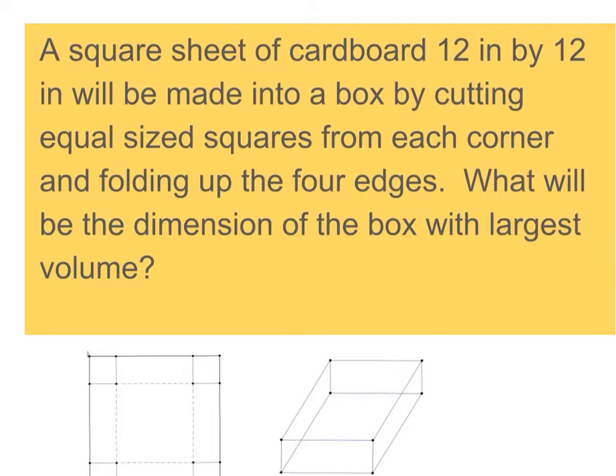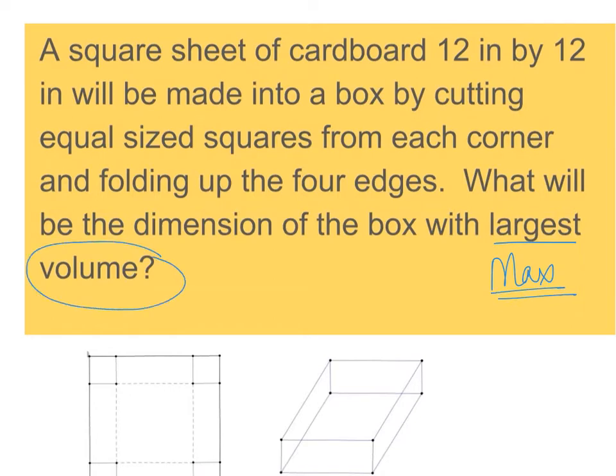A square sheet of cardboard 12 inches by 12 inches will be made into a box by cutting equal sized squares from each corner and folding up the four edges. What will be the dimensions of the box with the largest volume? So, largest is the keyword we want to underline. Largest means we're going to find a max. And what are we going to maximize?